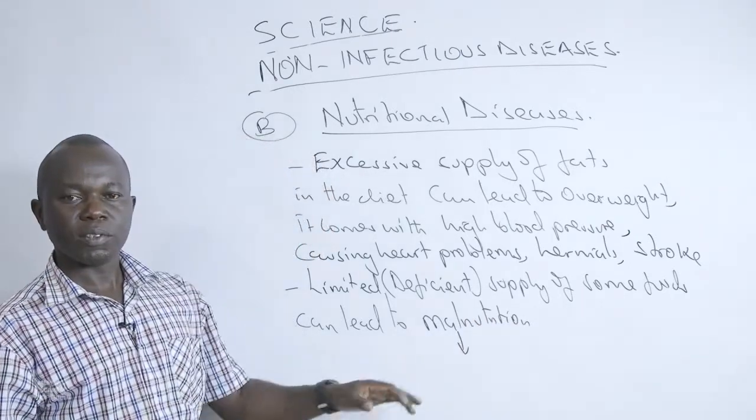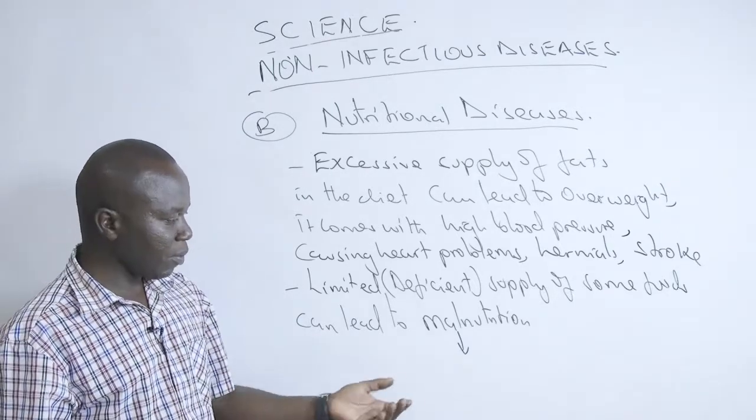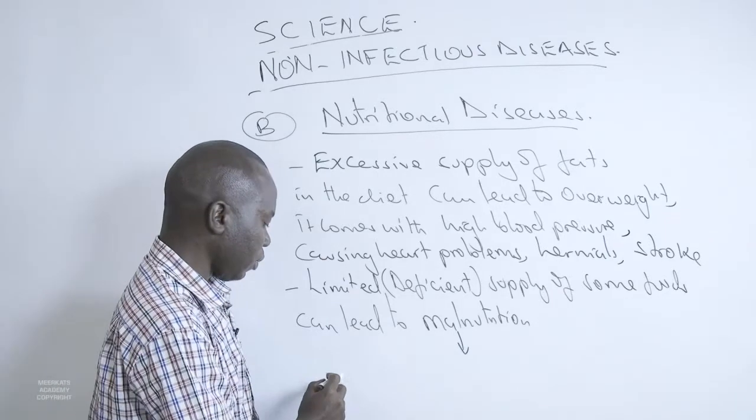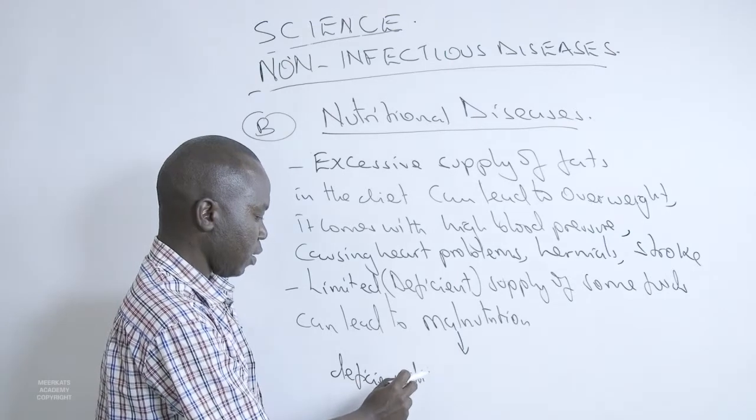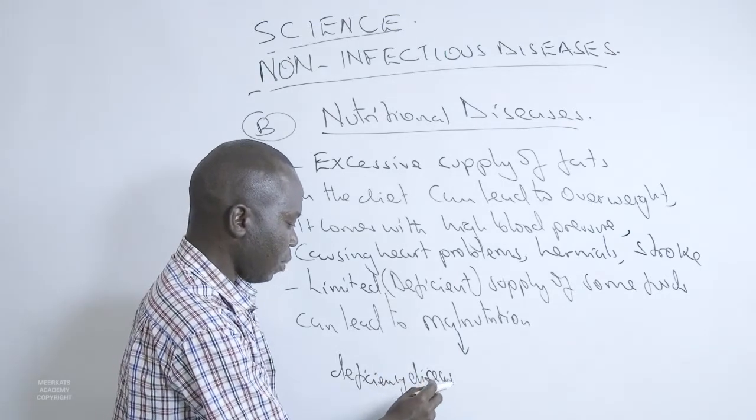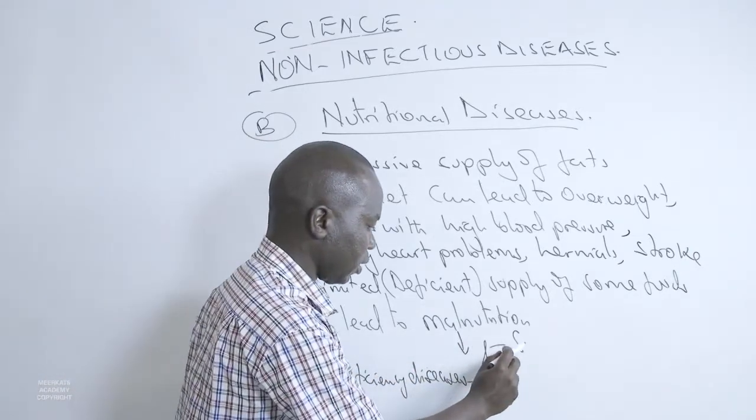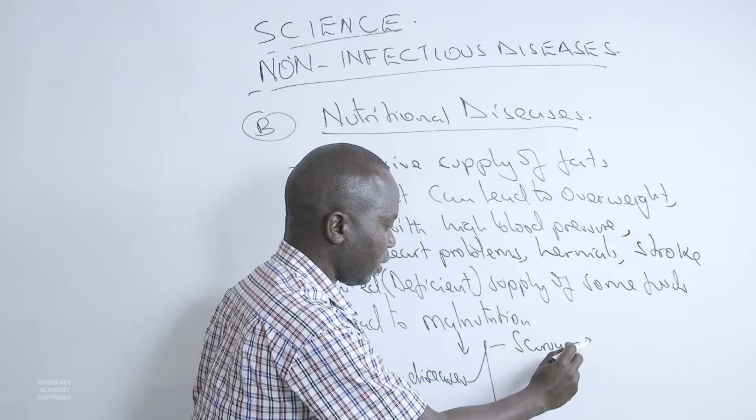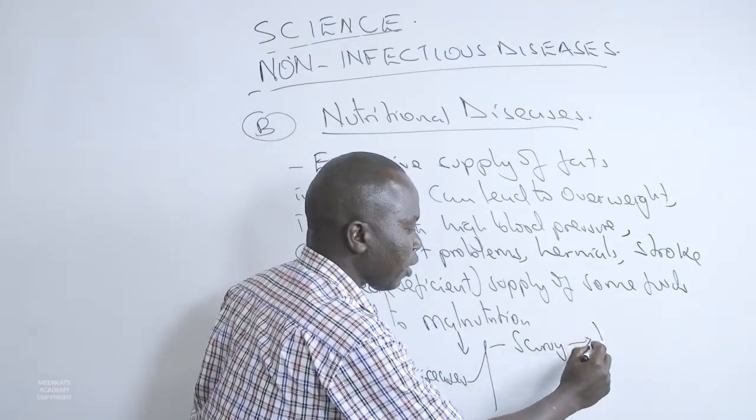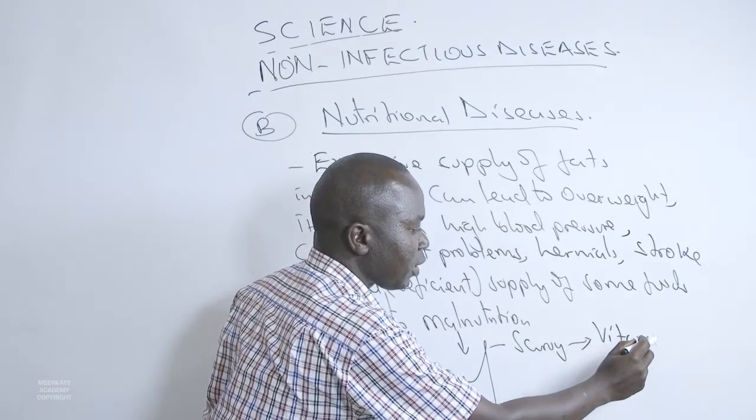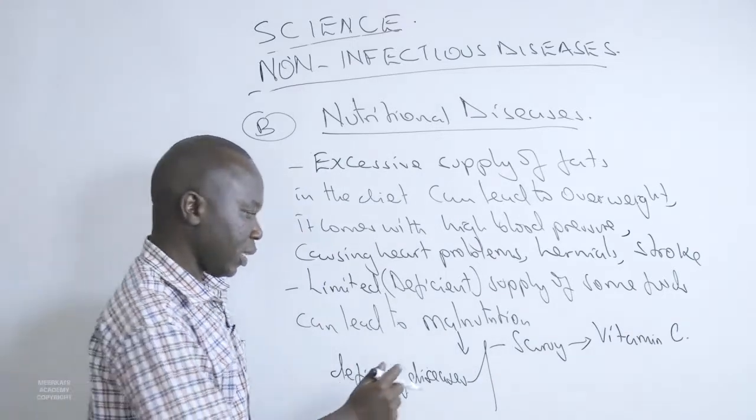We may realize that malnutrition comes with development of deficient diseases. Some of the deficient diseases include scurvy, for instance. Scurvy. When somebody's diet is limited in supply with vitamin C, lack of vitamin C or limited supply of vitamin C.